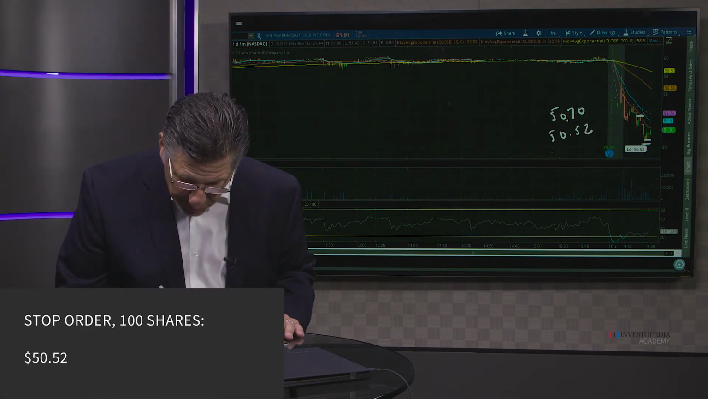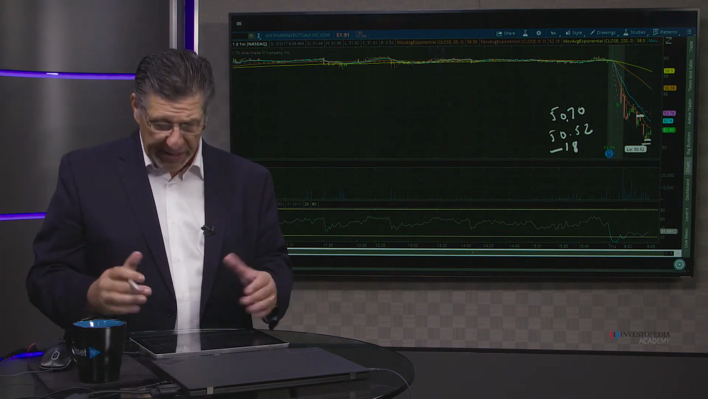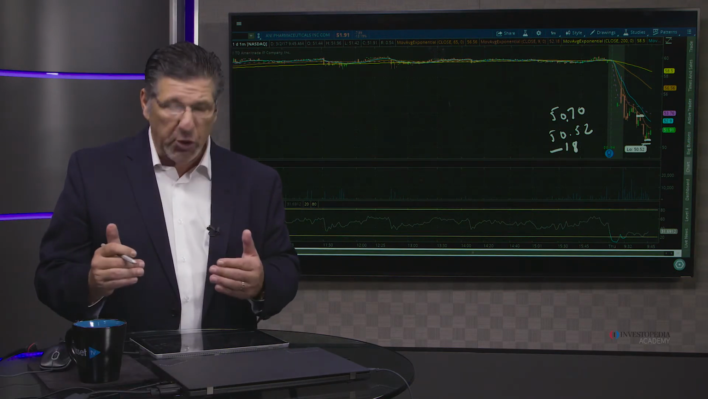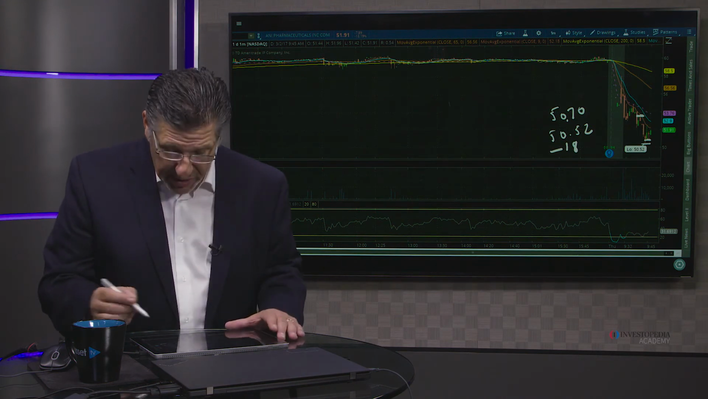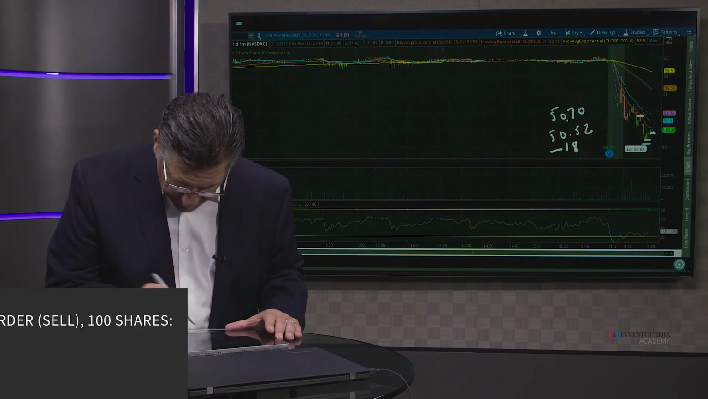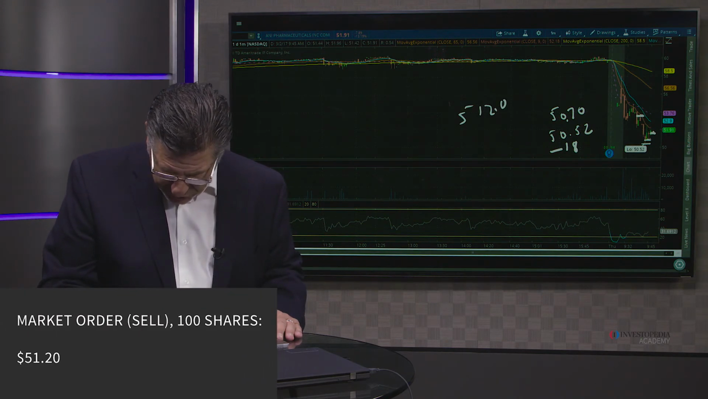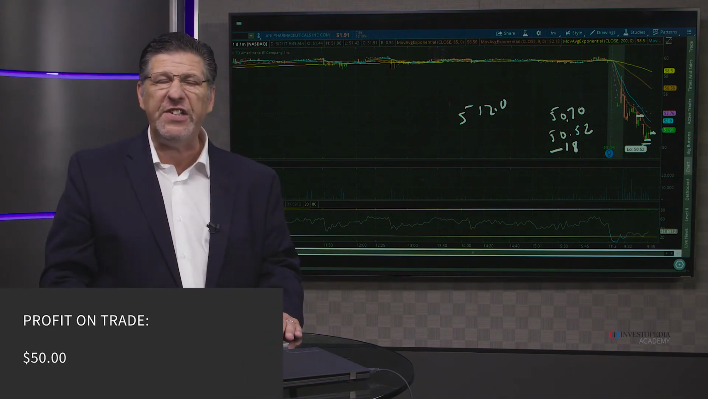How about this one? We are risking 18 cents on that trade. That is beautiful. That's great risk reward. In a $50 stock, we look to quickly make 50 cents on this trade. We're long at 50.70. We would enter our order to sell right here, 51.20. And within about 2 or 3 minutes, we would take our 50 cents out of that trade.